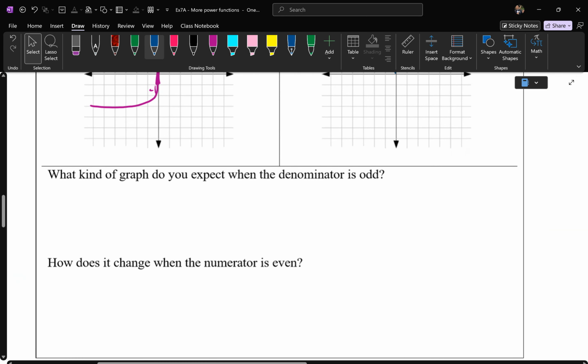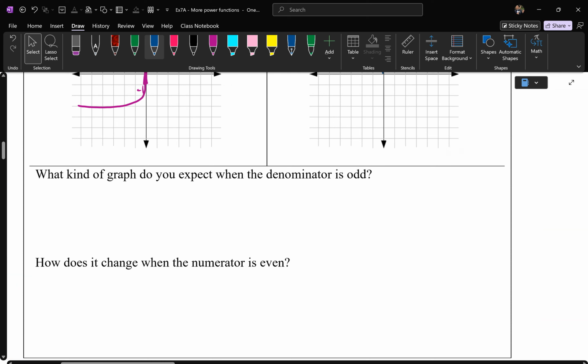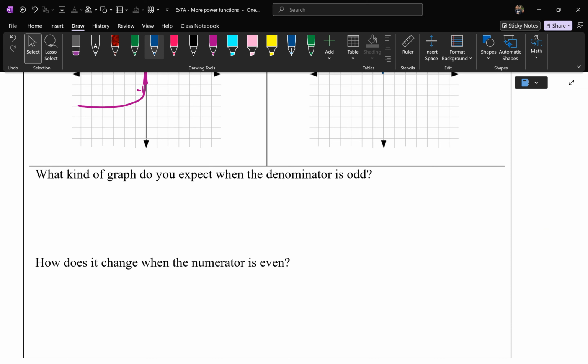So you can write your own notes here just so that you remember. Okay? So that's just to help you write any notes there for yourself, how you would remember what I just described. So we know that what kind of graph do you expect when the denominator is odd? You can expect it to be asymmetrical. So something like this, your S shape.